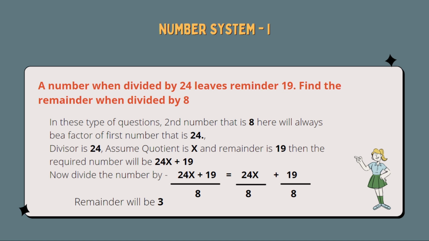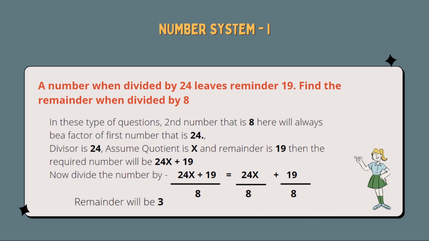Now what is given? Divisor is given as 24. Now let's assume the quotient is x and the remainder is 19. Then what will be the number? Just the simple division formula. To find the real number, we multiply the divisor with the quotient and add the remainder. So that's what I'm doing: 24x plus 19. Okay, this is the exact number.